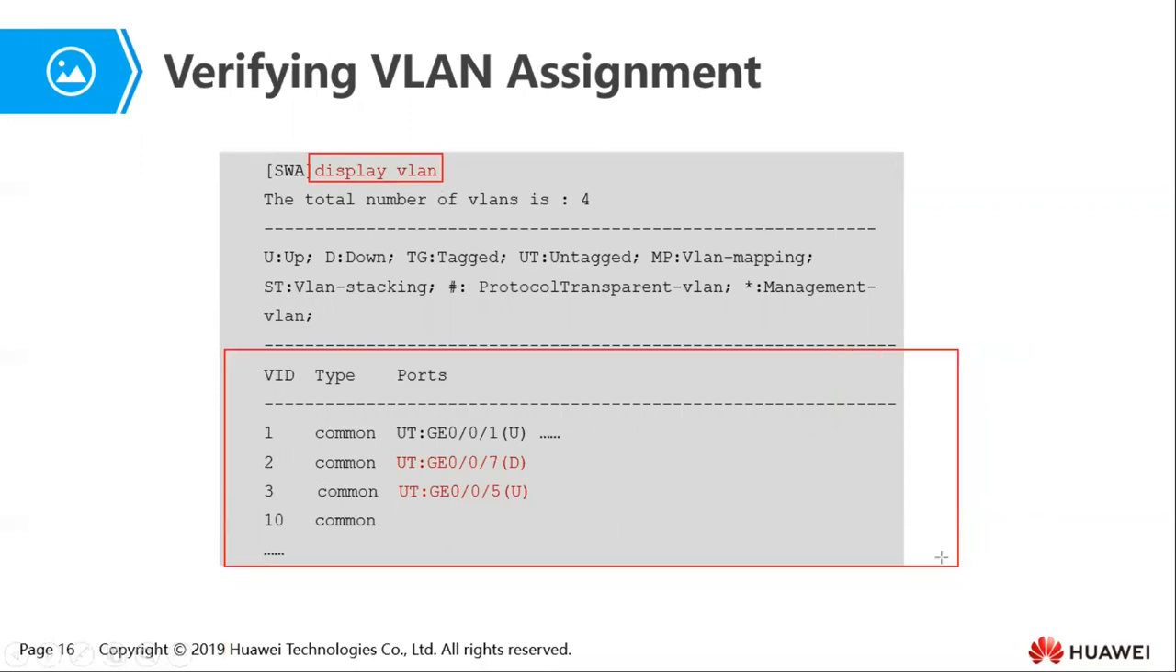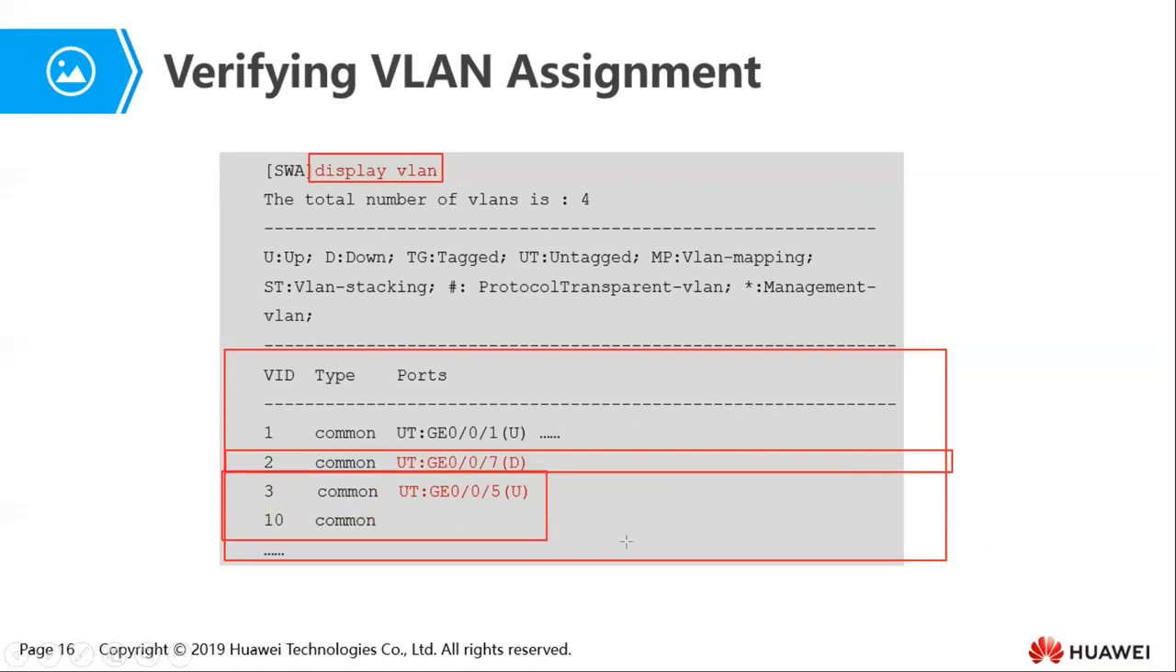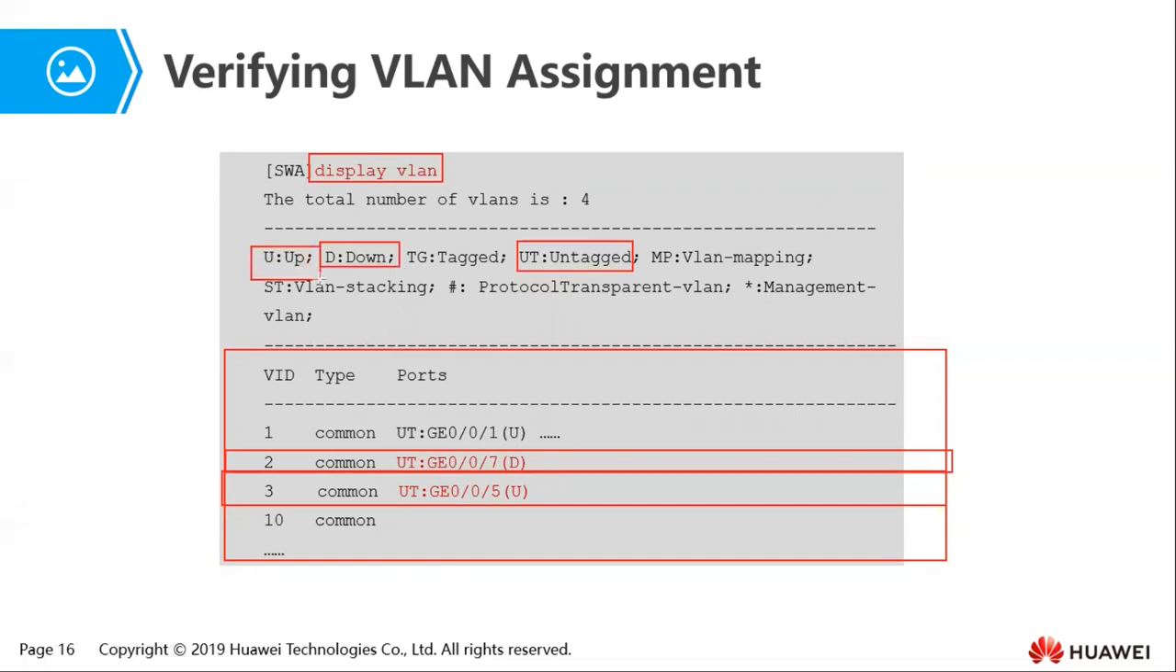Now here we can see that on VLAN 2, we've added GE007, and on VLAN 3, we've added the port GE005. Now, UT means it is an untagged port, because it's an access port, so it does not carry tags. Then D means down, that interface is down. U means that interface is up.